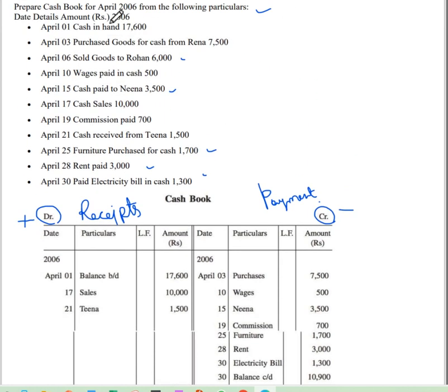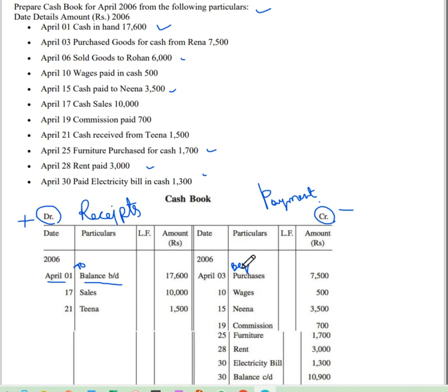So let's begin with the transaction on 1st April, cash in hand. Cash in hand means cash is increasing in our hand. When they say cash in hand, or they may say commenced business with cash, both transactions we have to show as "to balance brought down", or you may use the word "to" or "by". Even if you don't use it, that is fine. It is better to use "to" on the debit side and "by" on the credit side. This problem I have taken from the internet. They have not used it, that is still fine.